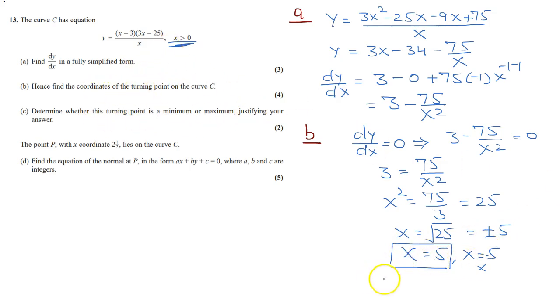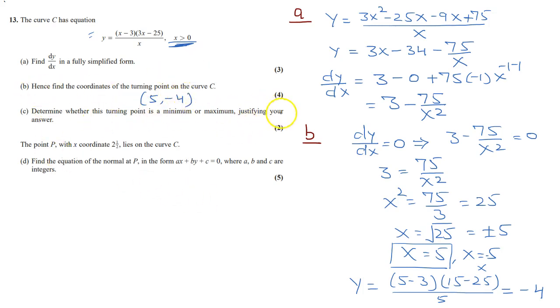For the coordinate, if x is 5, then y will be, putting in the original equation, 5 minus 3, 5 times 3 is 15 minus 25 over 5. So this is 2 and this is minus 10. So minus 20 over 5 is minus 4. The coordinate of the turning point will be 5 and minus 4.